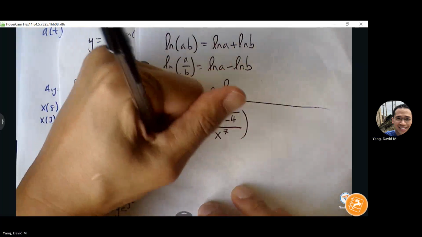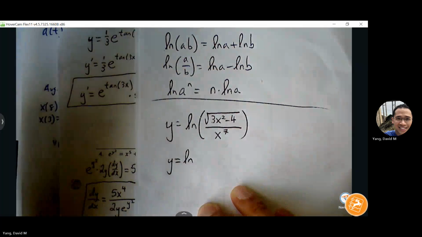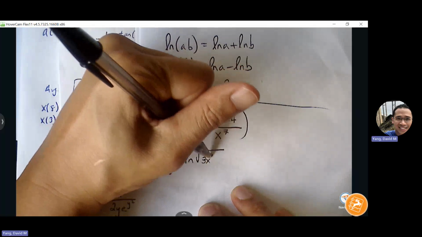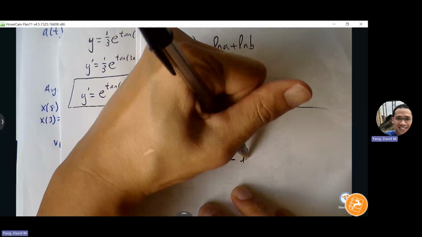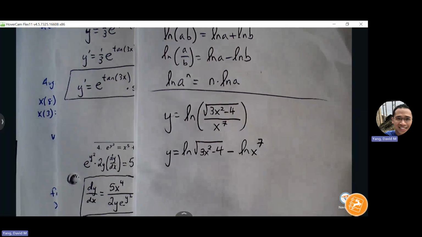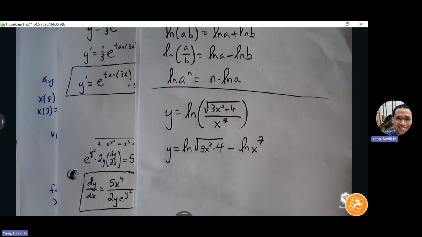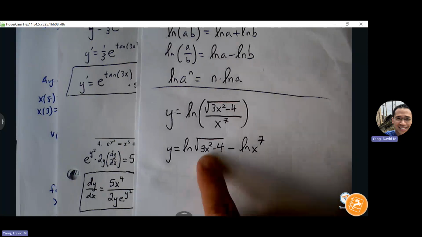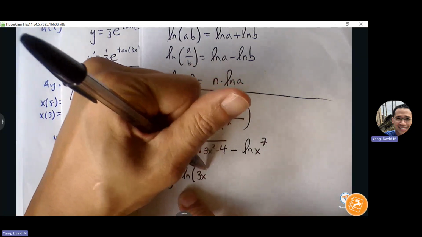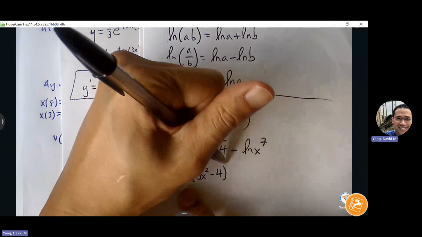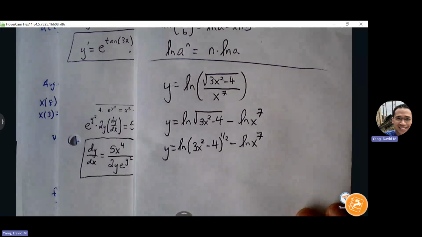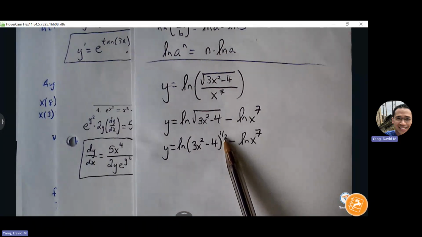So I'm going to think of this as natural log of the square root of 3x squared minus 4 minus natural log of x to the 7. So from that one step, I'm able to split this into 2 problems, and I can treat them independently of each other. Second thing is anything that I can rewrite as a radical, as an exponent in my natural log gives me a really nice property, that this exponent can just be free to move down.